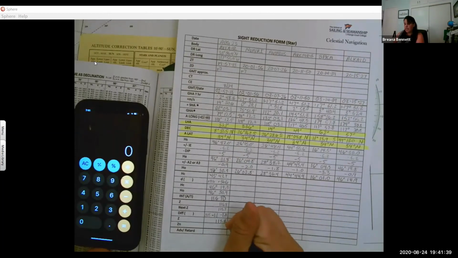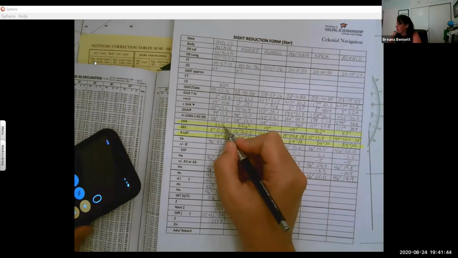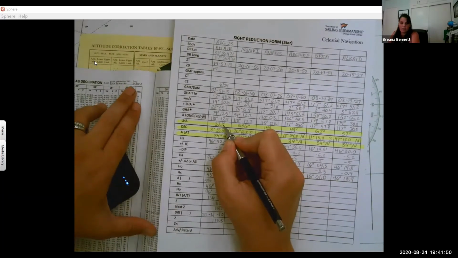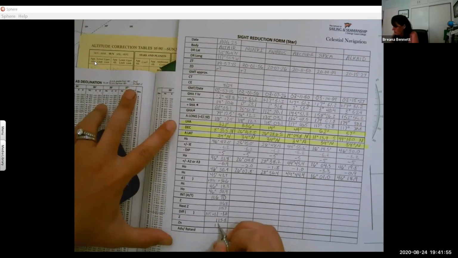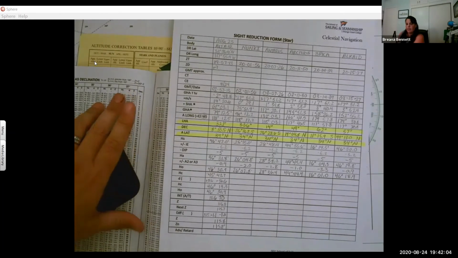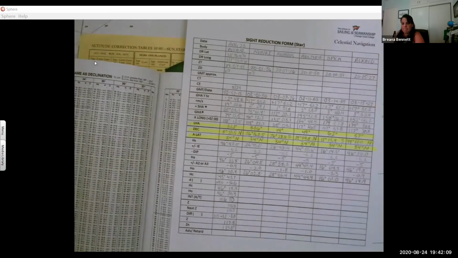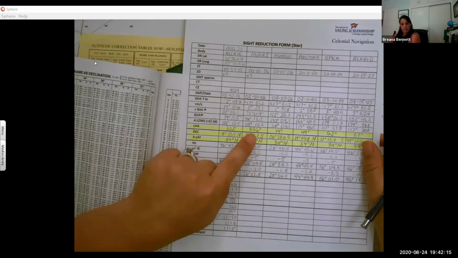Now I need to do Z to Zn. Is my LHA bigger or less than 360? It is bigger, so my Z equals Zn. So I have 115.8 as my Zn. How did that go? I know I'm doing it quickly, but making sense so far? Okay. Yep, good. So now we are at 336. Chug it along.